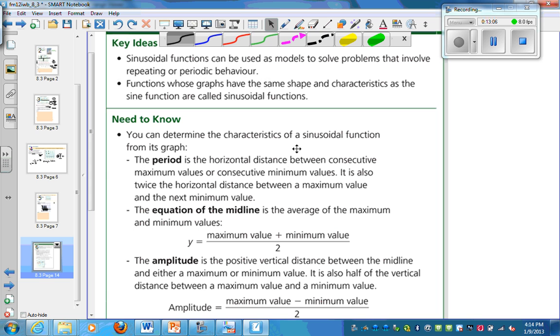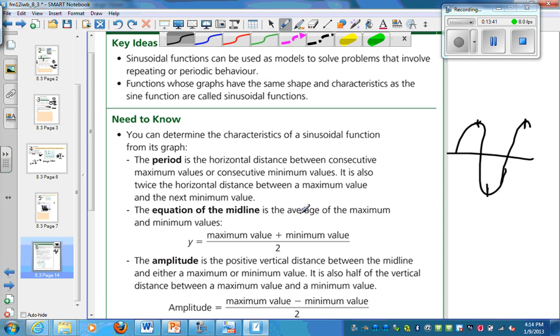Period is the horizontal distance between consecutive maximum and minimum values, or consecutive maximums or consecutive minimums. It's also twice the horizontal distance between a max and a min and the next max and the next min. So the other thing you can do is you can look at a graph, and if you have a max and a min, if you take that distance and double that, that'll give you your period. Okay, but really your period is between a max and a max, but that's twice as much.